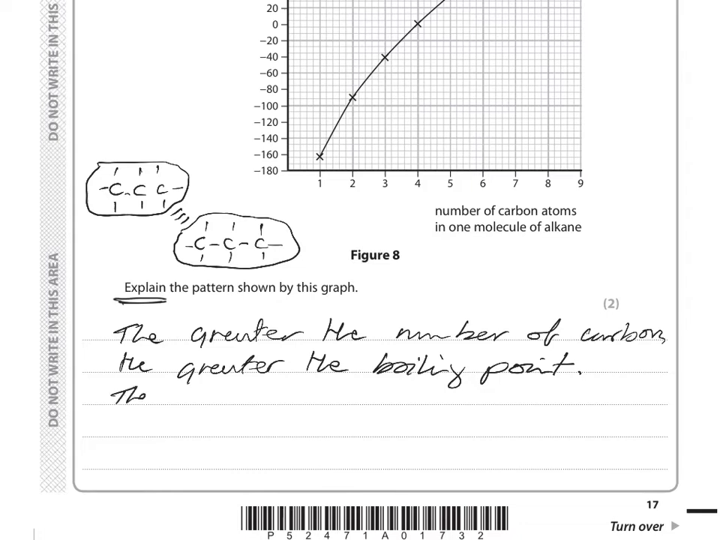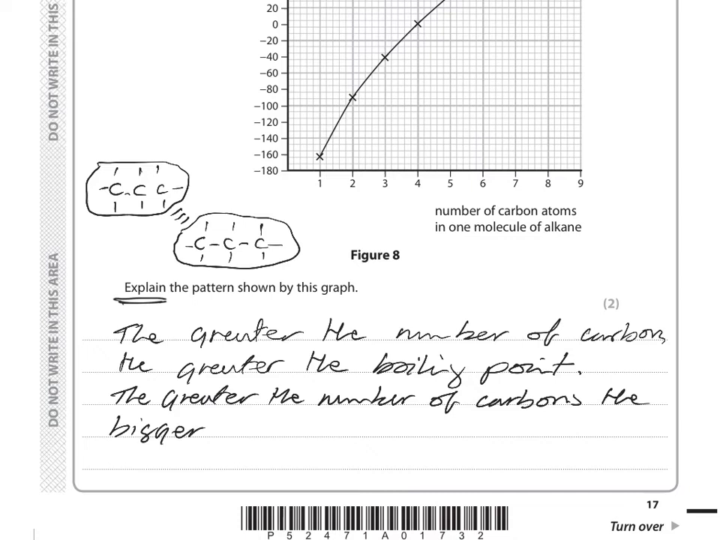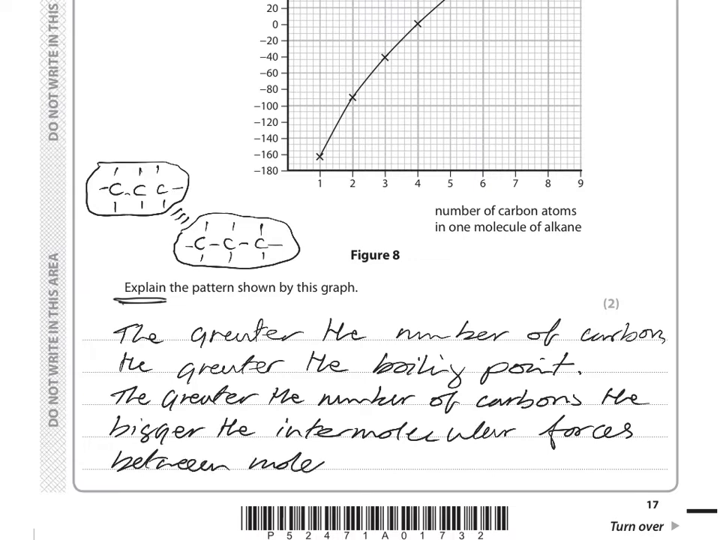So the greater the number of carbons, the bigger the intermolecular forces between molecules, and therefore the higher the boiling point.